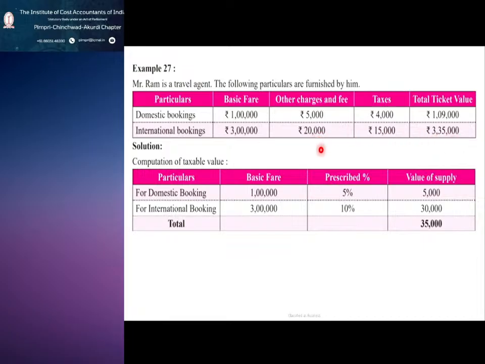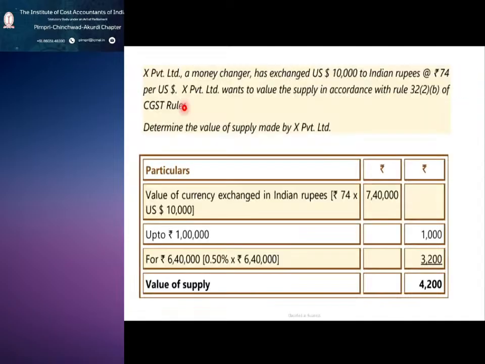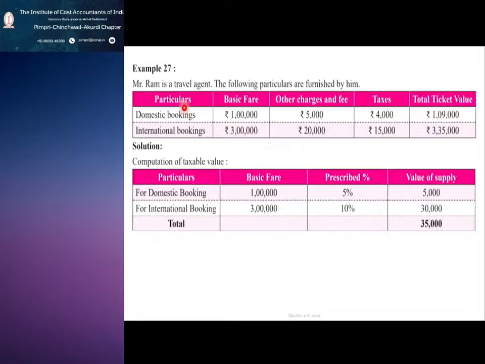So when you book your flight, generally you will see this as the ticket value. Other charges he will add, and the taxes, and finally you get the ticket value. Now, when the airlines pay this travel agent, we will be calculating the value of supply of services in relation to booking of tickets for travel by air provided by an air travel agent. So what is his taxable value of supply?